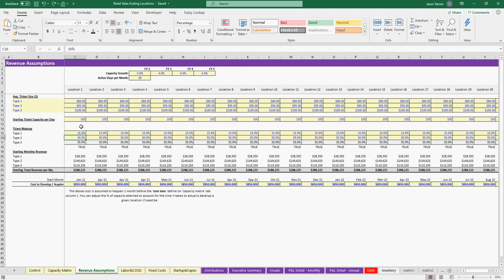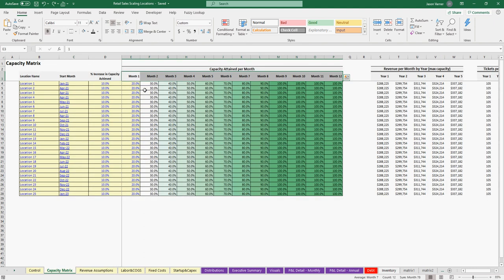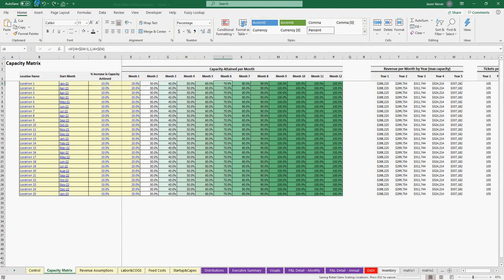So ticket makeup, then you can just do a simple multiplication here to figure out your average revenue by type, total revenue per month, and then we also have for each location its acquisition or development cost here. And it's always going to assume that this cost goes out 1 month prior to the start month. And again, like I said, now you can see why it's important to be able to modify these percentages as needed, because it might take 4 or 5 months to develop.